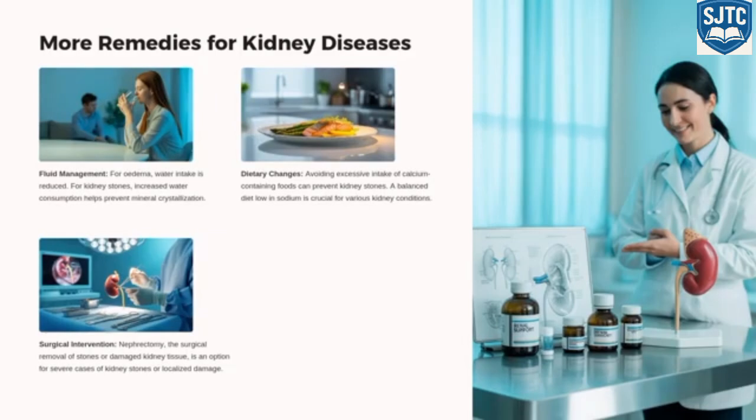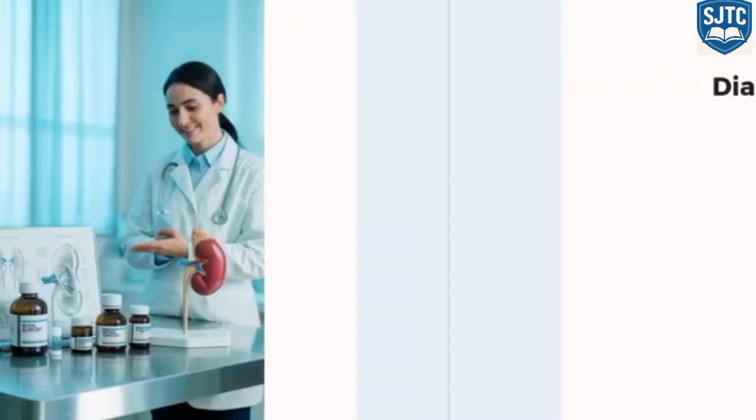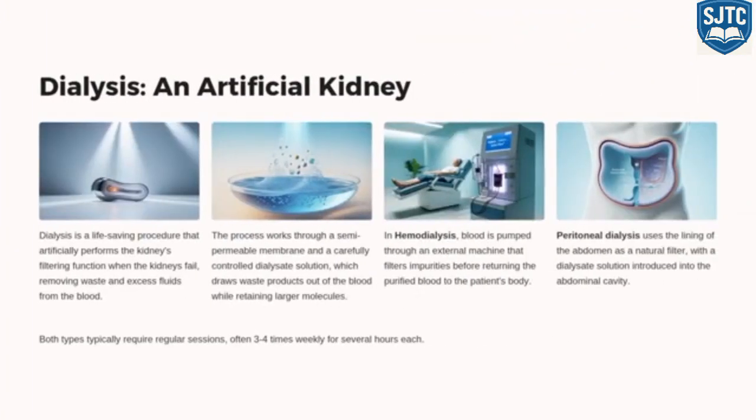Dietary changes. Avoiding excessive intake of calcium-containing foods can prevent kidney stones. A balanced diet low in sodium is crucial for various kidney conditions. Surgical intervention: nephrectomy, the surgical removal of stones or damaged kidney tissue, is an option for severe cases of kidney stones or localized damage. Dialysis, an artificial kidney.